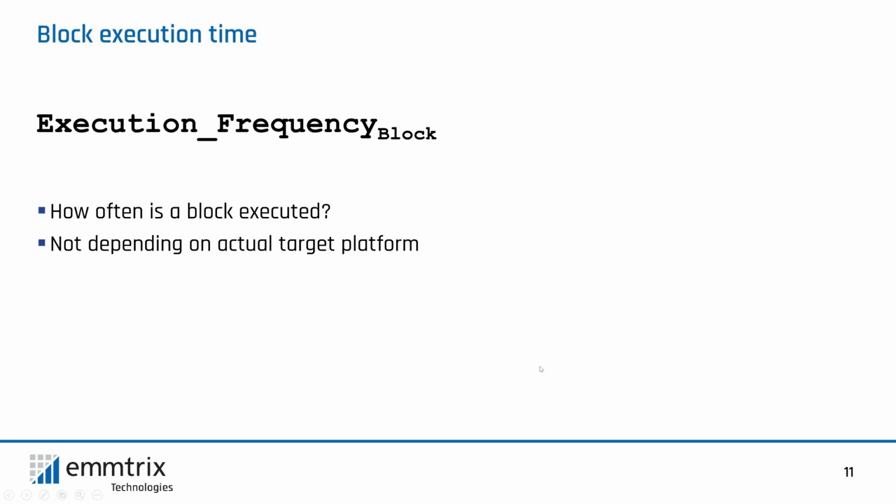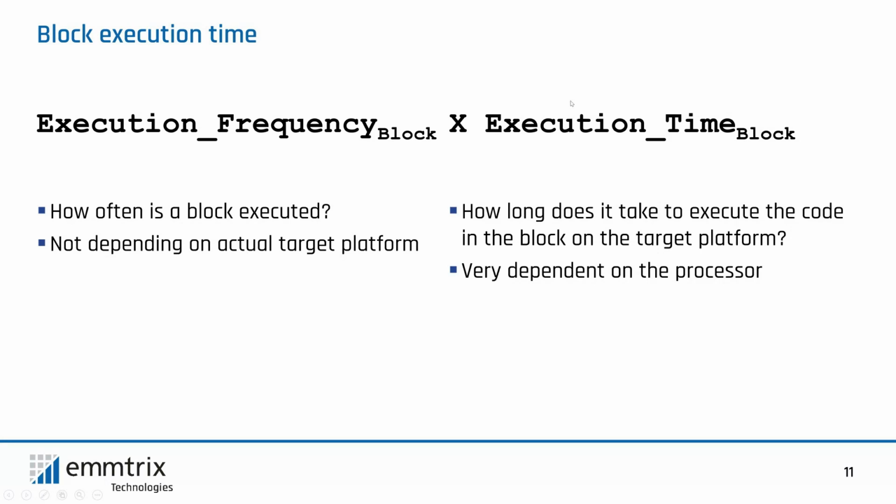And for the execution time, to get the actual runtime or duration of a program, we need the execution frequency multiplied by the execution time of each block. Execution time here means how long it takes to run this piece of code on the actual target platform. So this is highly target dependent. If we have a different processor, it might take twice as long, or half as long. It really depends on the architecture of the processor.